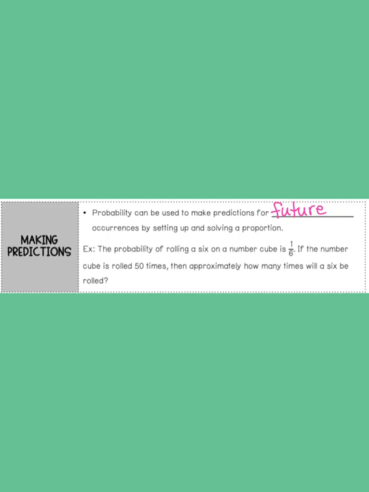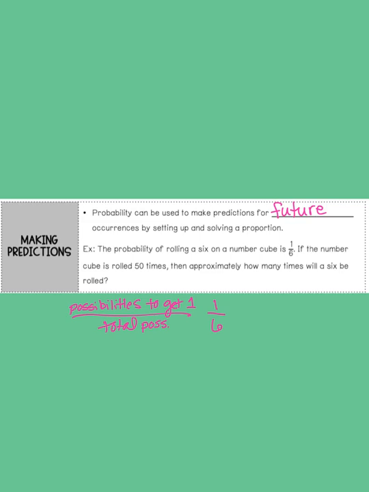Probability can be used to make predictions for future occurrences by setting up and solving a proportion. So I want us to think about rolling a 6 on a number cube. How many possibilities are there to get a 6 if you're rolling a die? 1 out of how many different possibilities? 6. So therefore, the probability of rolling a 6 on a number cube is 1/6.